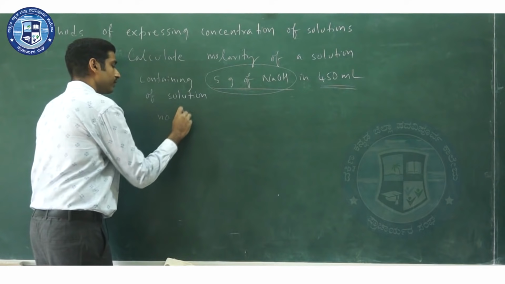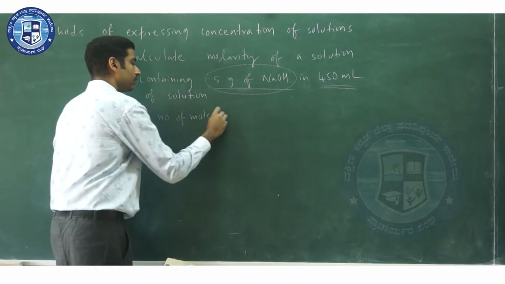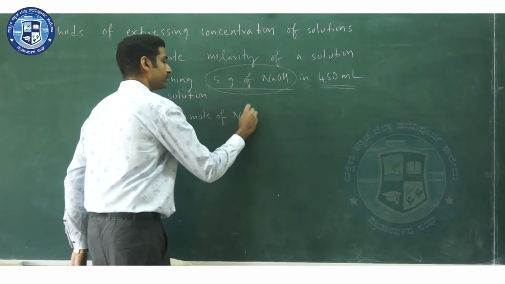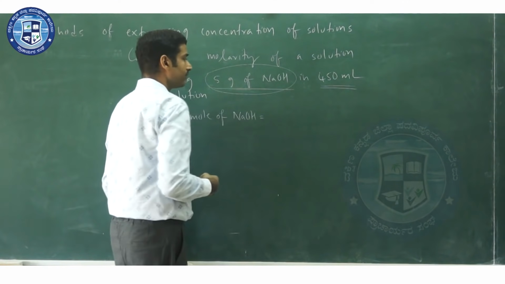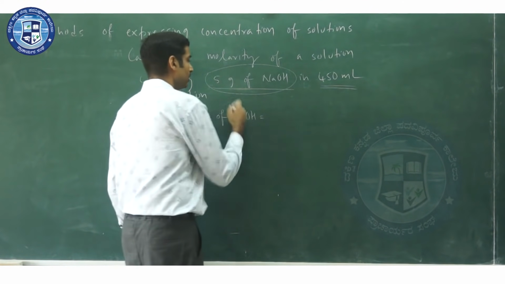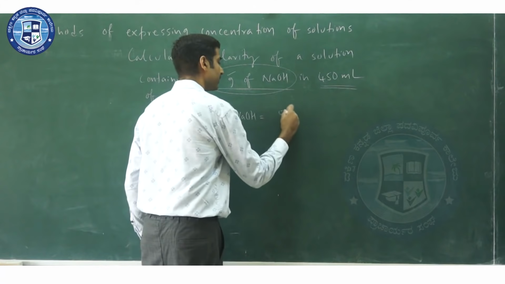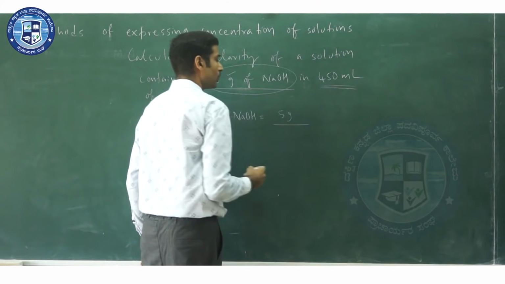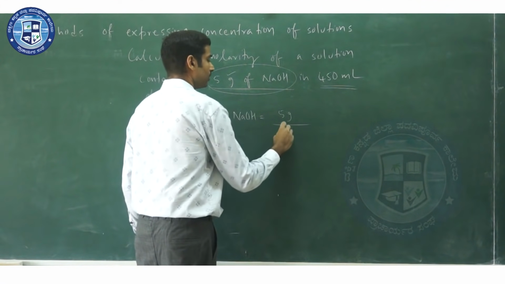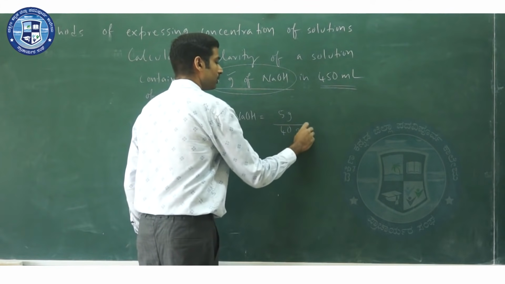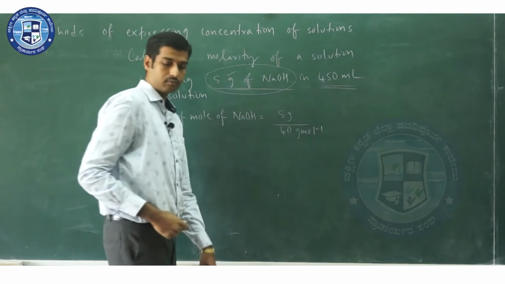Number of moles of sodium hydroxide will be given by mass by molar mass. Mass is 5 gram. Molar mass of sodium hydroxide is 40 gram per mole.